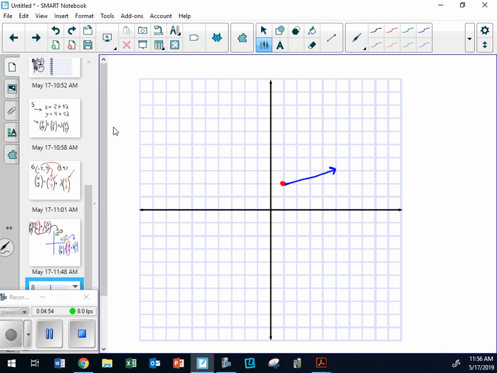In case you're having a hard time reading the thingies, this is at 1, 2, and that vector is going 4 in the i direction, plus it's going 1 in the j direction. Would you write me an equation for it? It's pretty simple. You can do it.